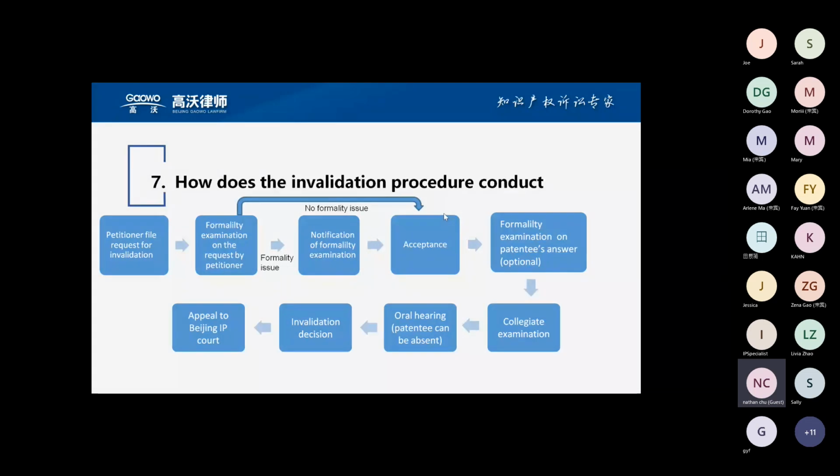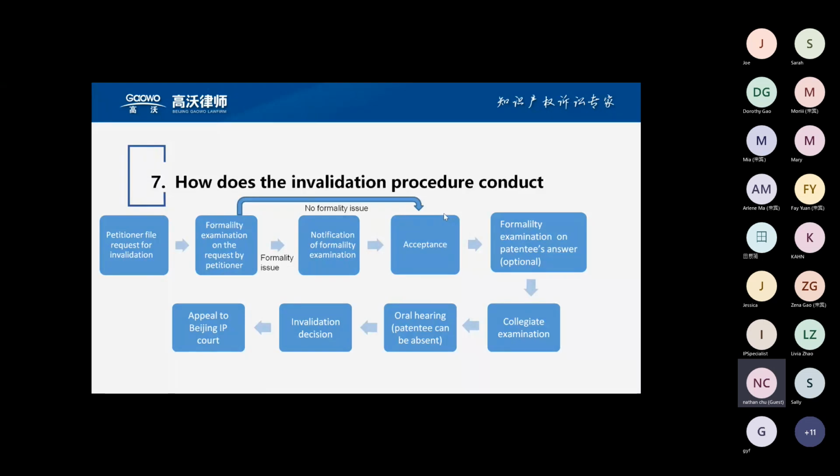When the patentee receives all the documents and the notification of acceptance, the patentee can optionally file an answer to the patent office. That means it's not mandatory for the patentee to file an answer. My suggestion is that if the patentee doesn't want the petitioner to know your own arguments, your own starting points, you can only file some formality documents, such as a power of attorney, to the patent office without presenting your comments in response to the invalidation request. This is my suggestion.